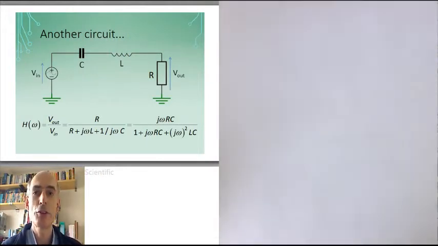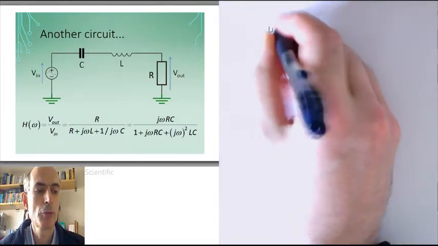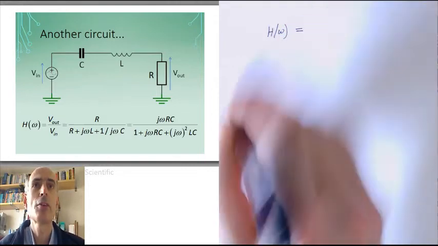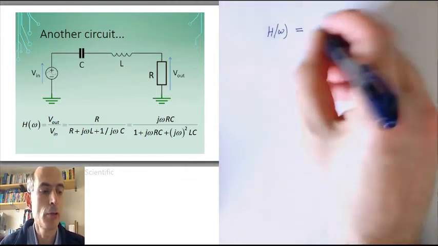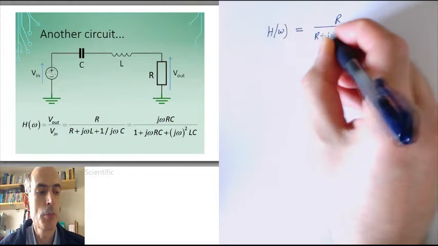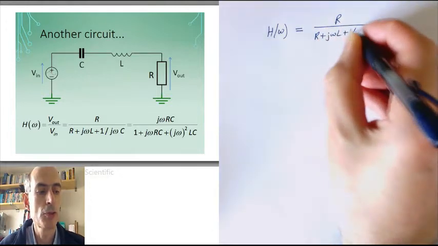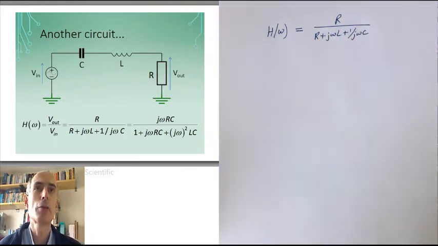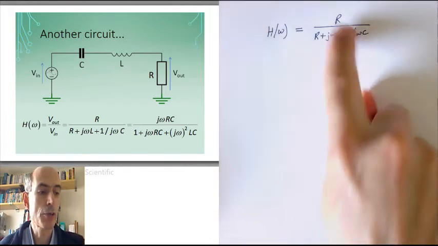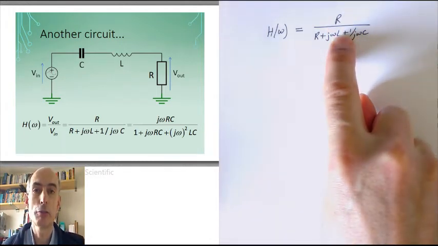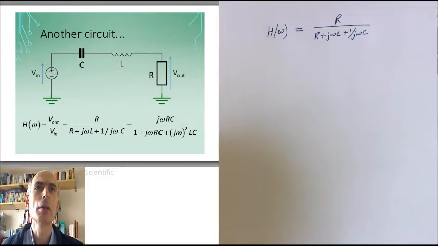We can analyse its frequency response using the potential divider equation in exactly the same way that we've done many times before. And in this case, that would just give R over R plus j omega L plus 1 over j omega C, and multiplying through by j omega C to get the numerator and the denominator in the form of polynomials in j omega reveals this expression here.